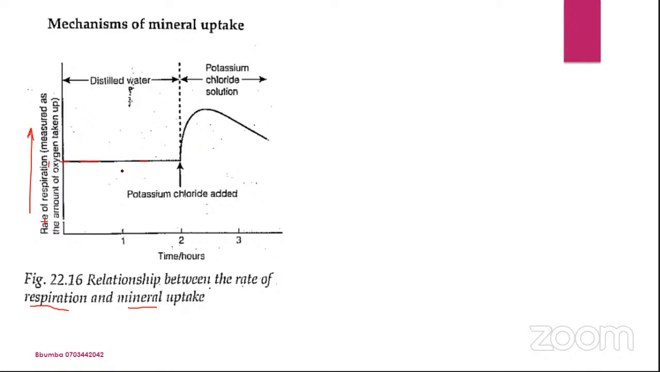Let's say, I'm assuming this was happening in a culture of cells. When you're culturing cells, that means you're growing cells somewhere. So why do you think the rate of respiration in these cells is going to increase rapidly when you've added potassium chloride to the solution where they are? Who can think about that? What do you think? You can raise your hand and you tell me.